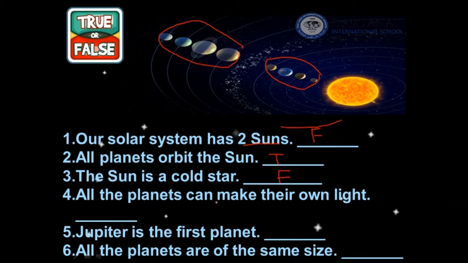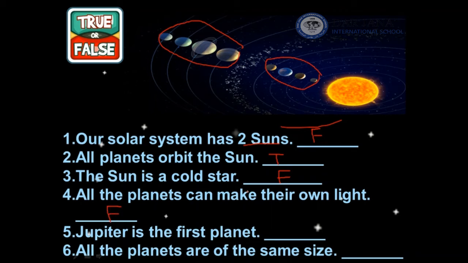All the planets can make their own light. Let's look at these planets. Do you see any planet shining and making its own light? Of course not, only the sun is the one who is shining and it gives light to the planets. So this one is also false.